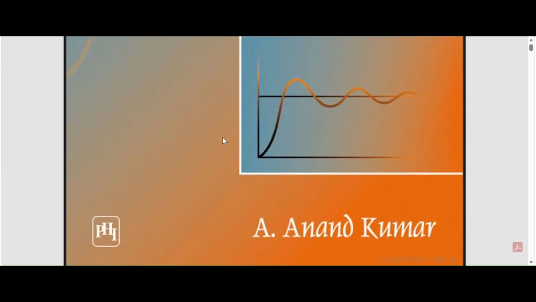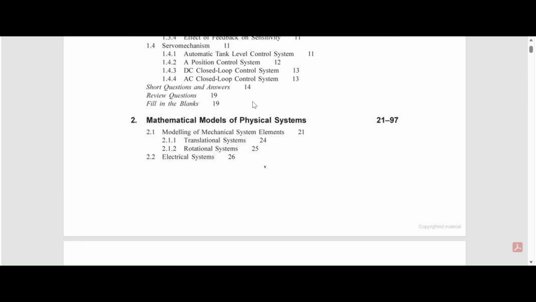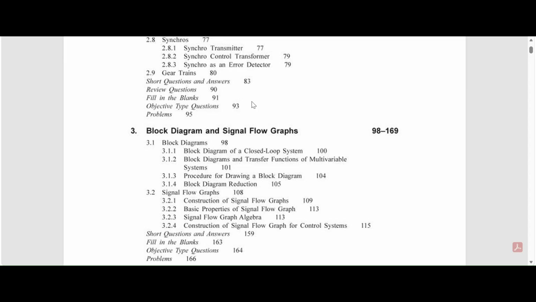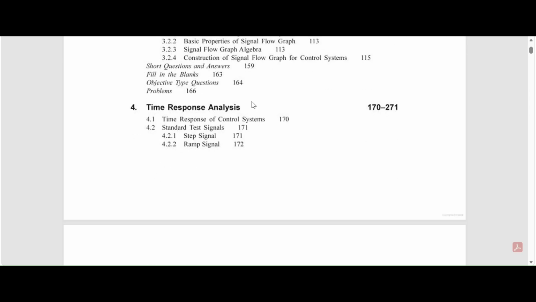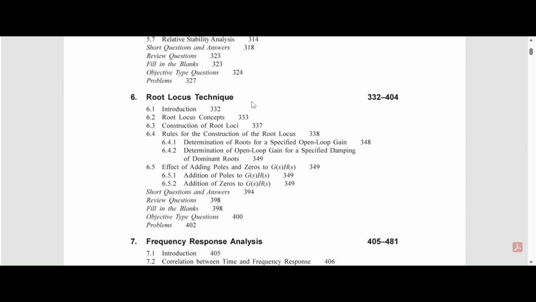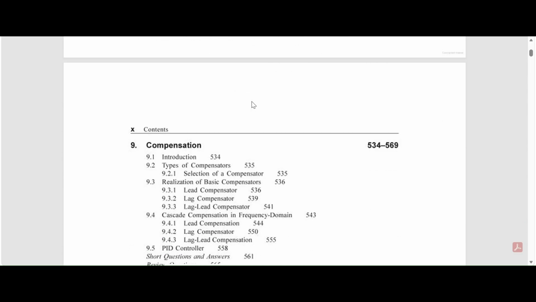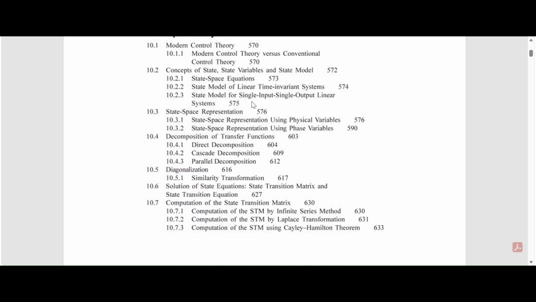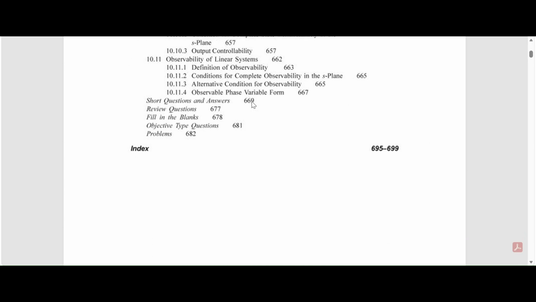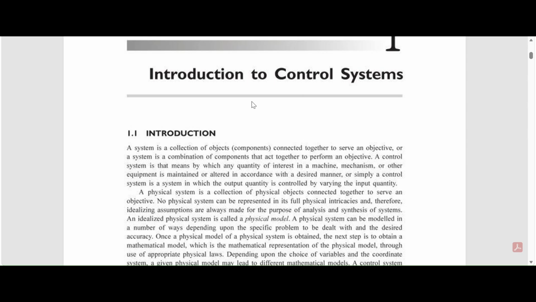In this subject we have a total of 10 chapters. The first unit is about introduction to control system, the second chapter is mathematical models, the third chapter is about signal flow graphs and block diagram, fourth is time response analysis, fifth is Routh stability criterion, sixth is root locus technique, seventh is frequency response analysis, eighth is Nyquist plot, ninth is compensation, and tenth is state space analysis. So we will start with chapter number 1, introduction to control system.